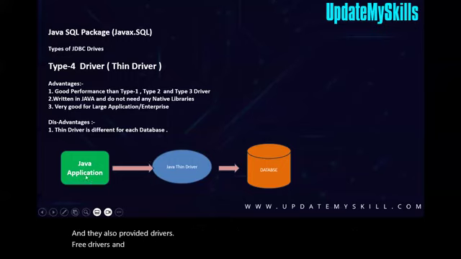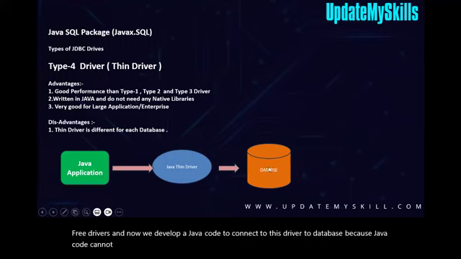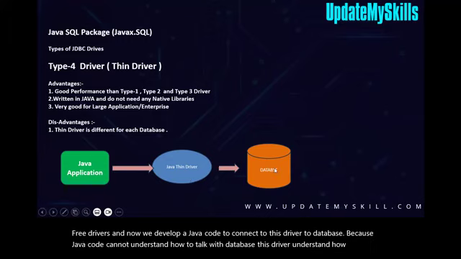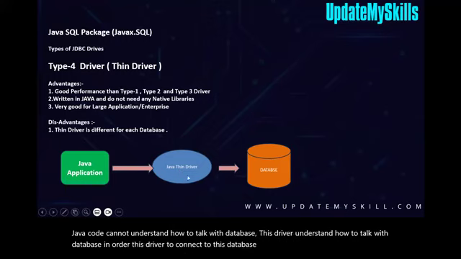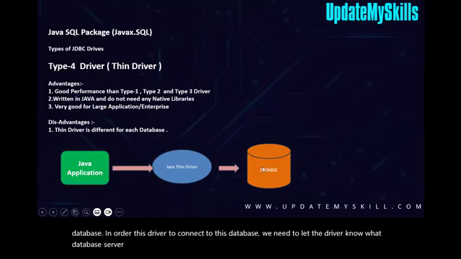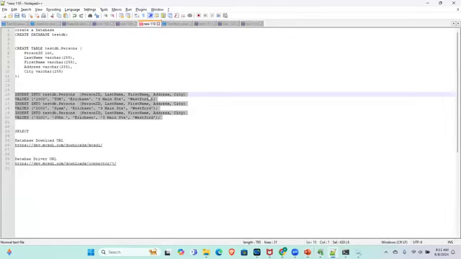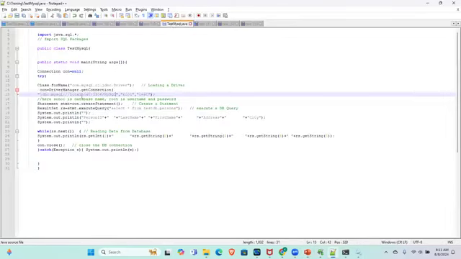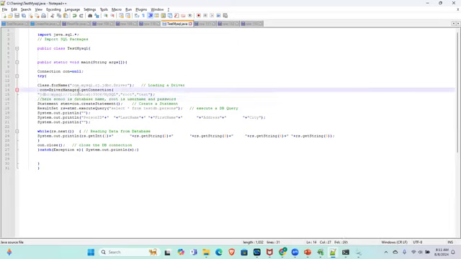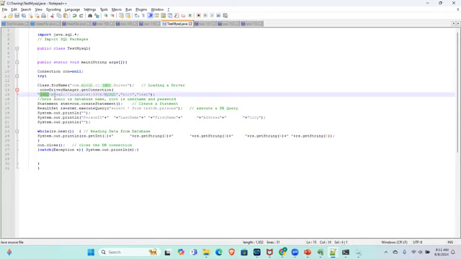And now we develop a Java code to connect to the database, because Java code cannot understand how to talk with the database. This driver understands how to talk with the database. In order for this driver to connect to this database, we need to let the driver know what the database server is. That is the reason in our code we are letting the driver manager connect to the JDBC MySQL protocol.